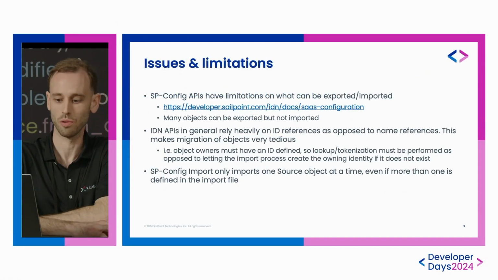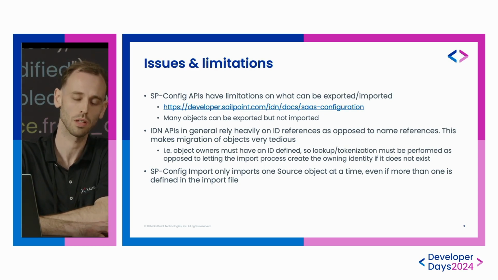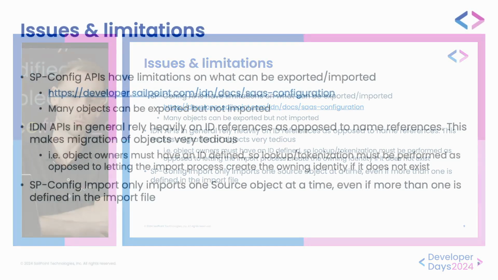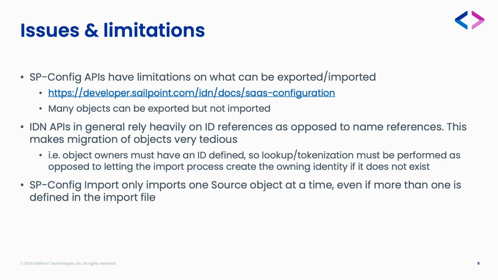Okay, so before I get into the demo, just some issues and limitations that I found developing this tool and testing it out. I mentioned this earlier, but the SPConfig APIs actually have some limitations on what can be exported and imported. There's more objects that you can export than you can import. Again, an example I mentioned earlier is email templates, right? So if you want to manage email templates, they can't really be done through this pipeline today, but something to consider changes for in the future, maybe refactoring this tool to use different endpoints for different types of objects.